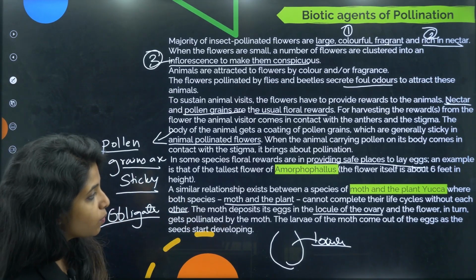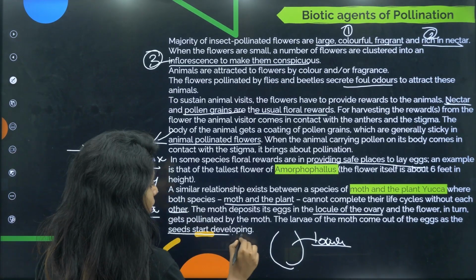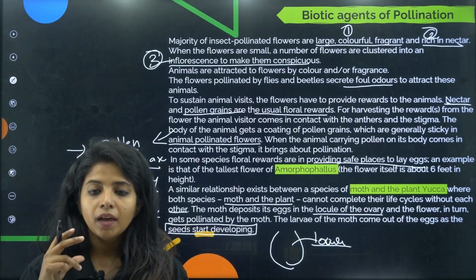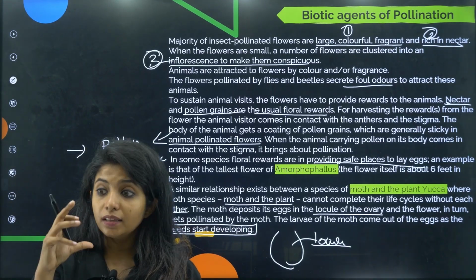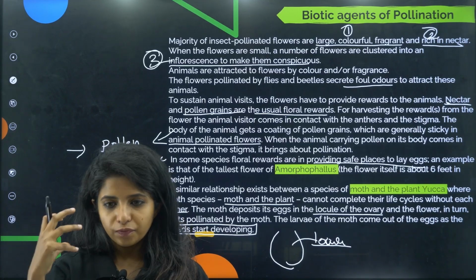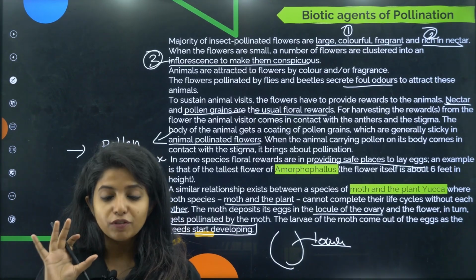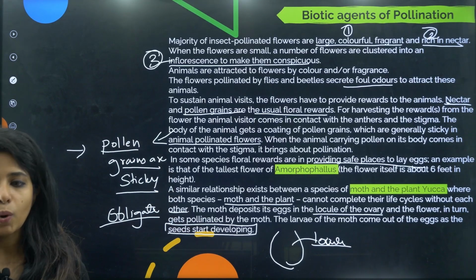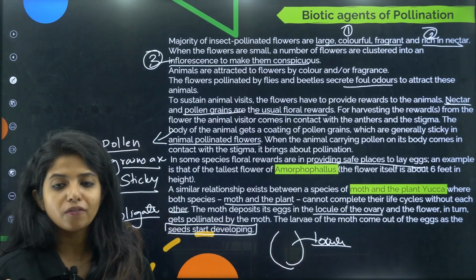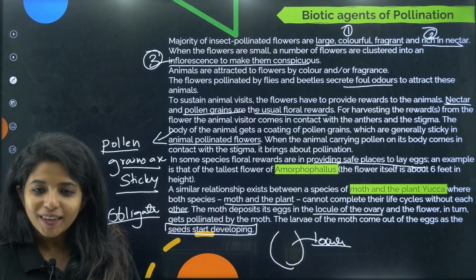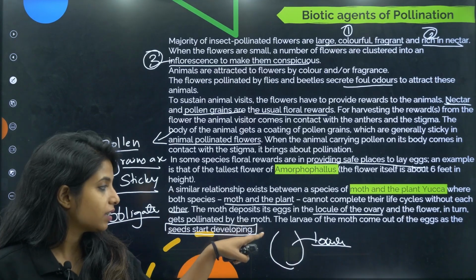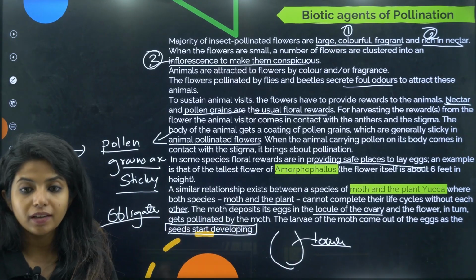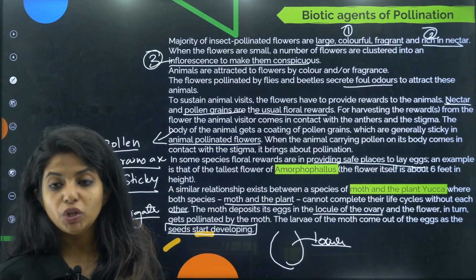Okay. So, the larvae of the moth come out of the egg as the seed starts developing. That is why sometimes we say we should take care while eating the fruit, because it could have certain worms, certain things. What are these worms? Basically, sometimes it is the larvae of the moth or something else. Okay. So, they can go around, they can lay their eggs there, and once the seed starts developing, they come out. So, that is a very unique thing.